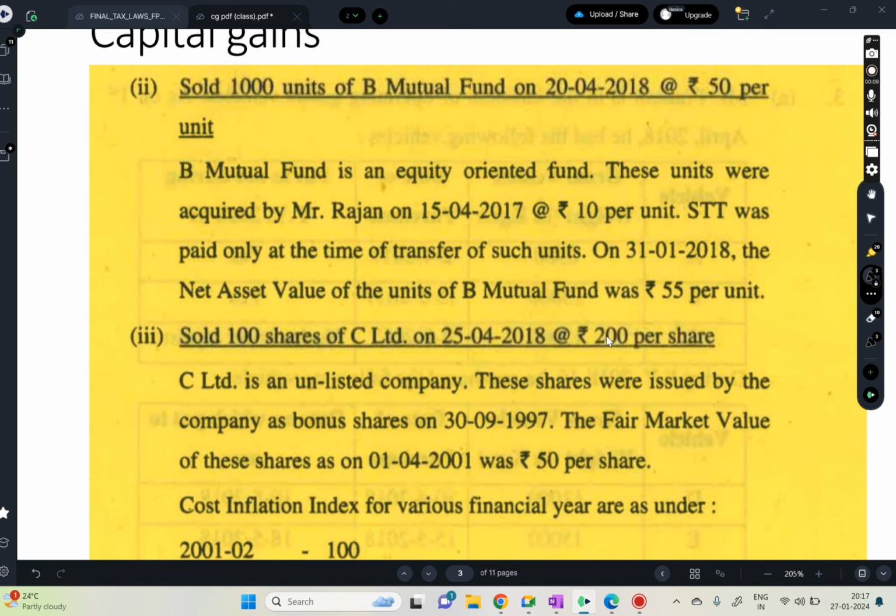Okay, so sold 1000 units of B mutual fund on 24/2/2018 at 50 per unit. B mutual fund is an equity oriented fund. These units were acquired by Mr. Rajan on 15/4/2017 at 10 per unit. STT was paid only at the time of transfer of such units. On 31/1/2018, the net asset value of the units of B mutual fund was 55 per unit. Now we need to check whether section 112A is applicable or not.